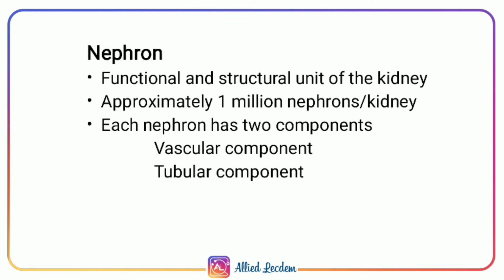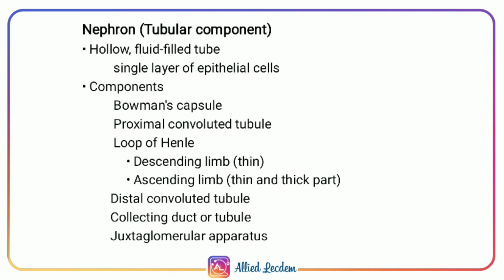We move on to the nephron. Nephron is the structural and functional unit of the kidney. Approximately there are 1 million nephrons in each kidney. Each nephron has two components, tubular and vascular. We see a short detail about the tubular component. It is a hollow fluid filled tube with a single layer of epithelial cells. The components of tubular are Bowman's capsule, proximal convoluted tubule, loop of Henle. In the loop of Henle, we can see descending limb is thin, ascending limb has thin and thick parts. Distal convoluted tubule, collecting duct, juxtaglomerular apparatus.